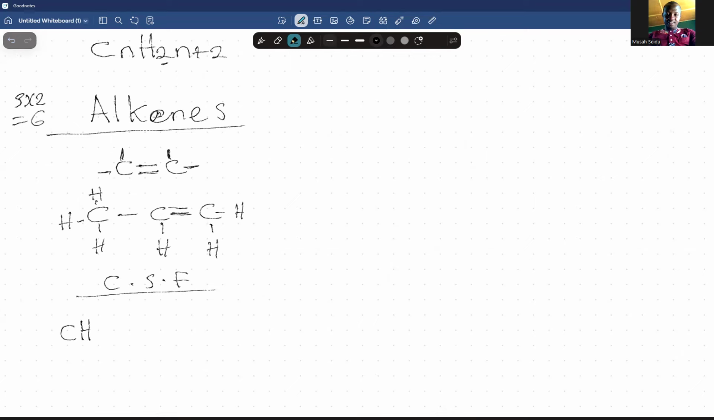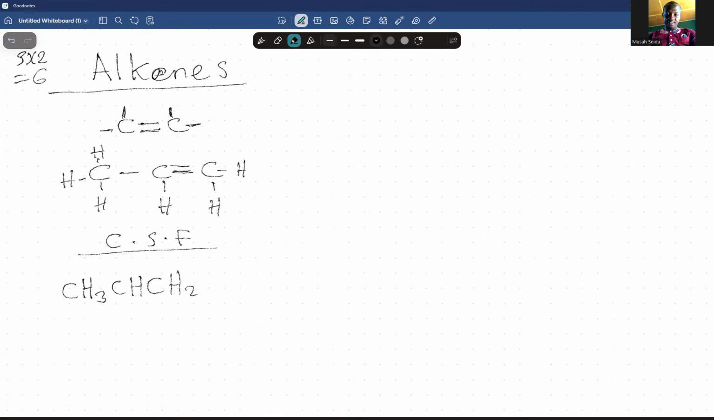The first carbon has 3 hydrogens. The second one has 1, and the third one has 2. So that is the condensed structural formula.